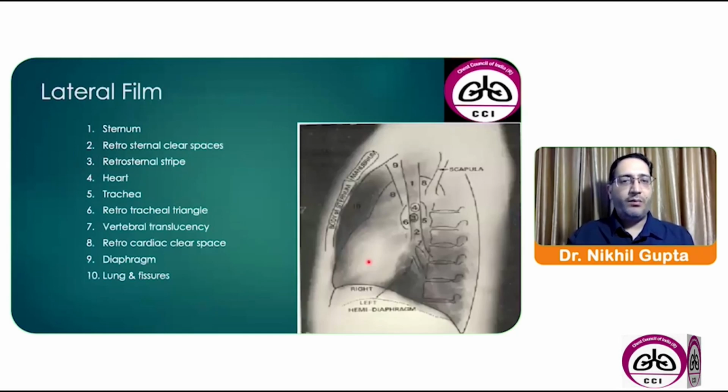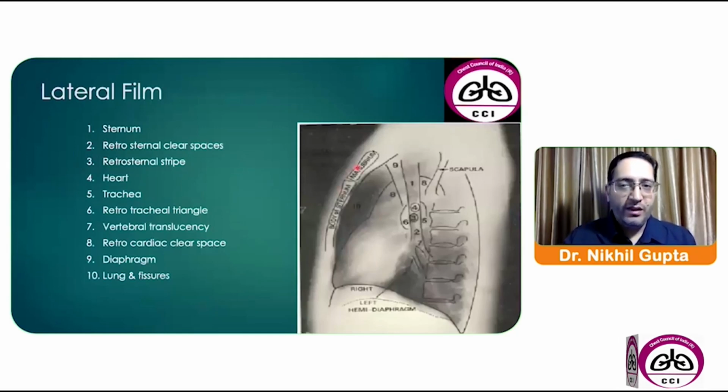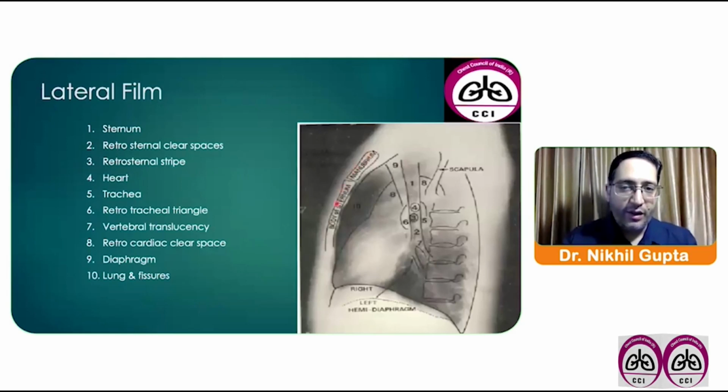Coming to the lateral film. Here we can see first is the sternum, the body of sternum and the manubrium. Then we can see retrosternal clear space. Then we can see retrosternal stripe.